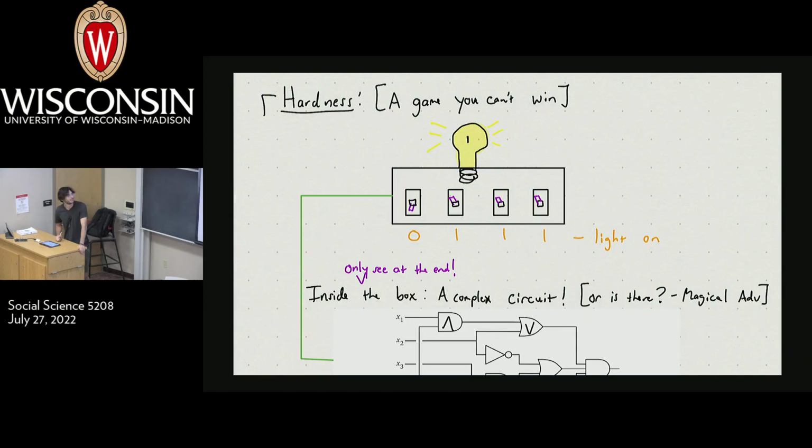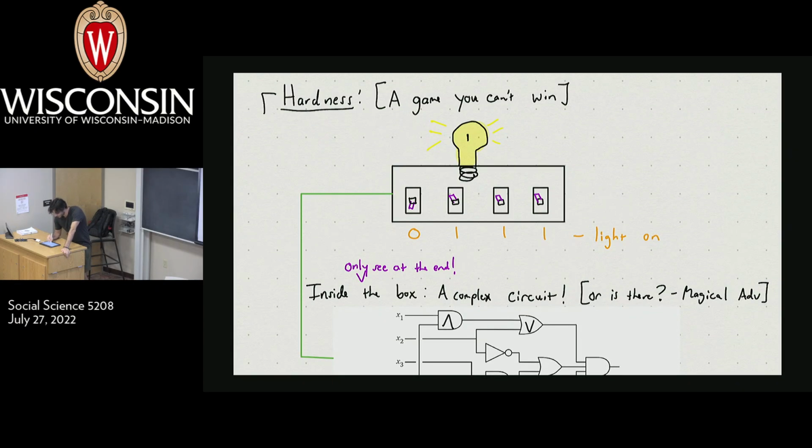So, hardness. Here's a specific example of a hard problem. In particular, it's a game that you can't win. So imagine you had some random box of switches, and there's a light bulb attached to the box. For a particular choice of switches being off or on, the light will turn on.